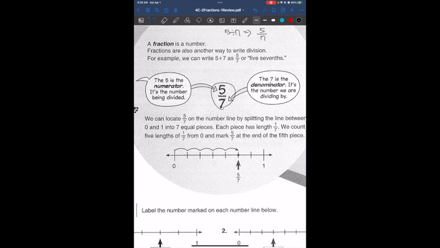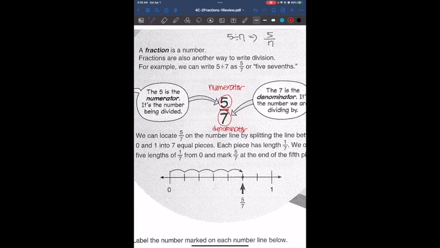And so if we have 5 over 7, the number at the top is called a numerator. And that is the number that's being divided. And the number in the bottom is called the denominator. And that is the number that we're dividing by. And so since we're dividing 5 by 7, the numerator, which is the number that's being divided, is going to be 5. And 7, which we're dividing by, is going to be the denominator.